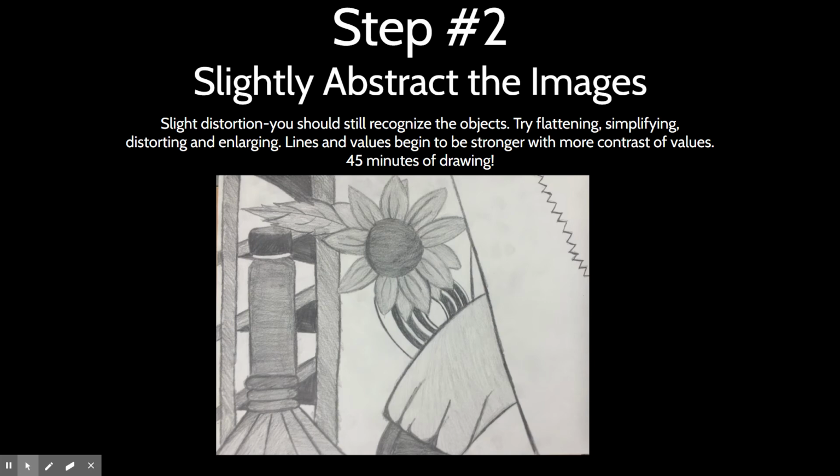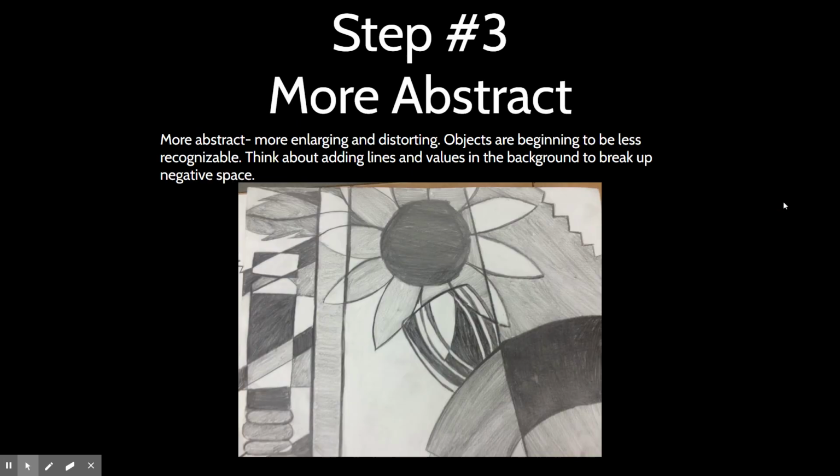And then the final thing you're doing for this week, it will be step 3, which is way more abstract, all right? You're taking what you did in step 2 and you're exemplifying it. Enlarge it more, distort more things. Objects are starting to become less and less recognizable. Think about adding lines that cut across the entire canvas, the entire paper here, to kind of break up the negative space in the background. We can still tell this is a flower. Beyond that, everything else is kind of flattened out to the extent that I can barely tell what we're looking at here. All right. I'm going to give you 2 more examples.